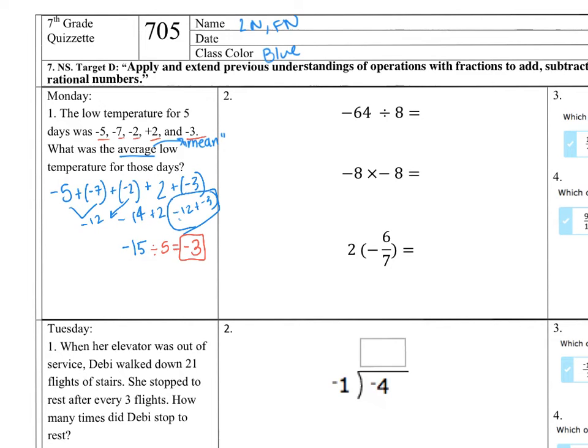So the average low temperature for the 5 days is -3 degrees Fahrenheit. Actually, it should say degrees Fahrenheit. So I'm going to go ahead and write that out as a sentence. So go ahead and write the average low temperature is -3 degrees Fahrenheit. Okay?